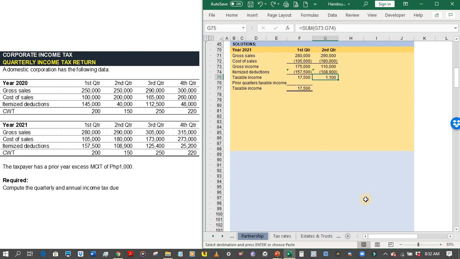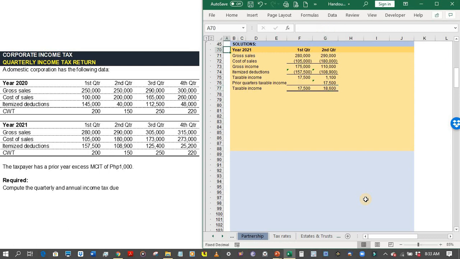And since quarterly reporting is cumulative, we need to add the prior quarter taxable income, that is 17,500. That is why the total taxable income for the 6-month period of 2021 is 18,600 pesos. And this is the cumulative taxable income as of the second quarter.